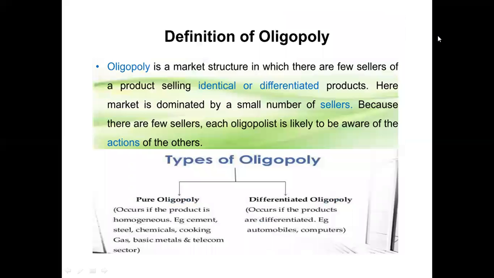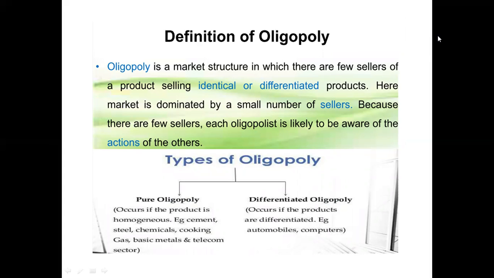So, definition of oligopoly. Oligopoly is a market structure in which there are few sellers of a product selling identical or differentiated products. So the market is dominated by a small number of sellers. Because there are few sellers, each oligopolist is likely to be aware of the actions of their competitors.